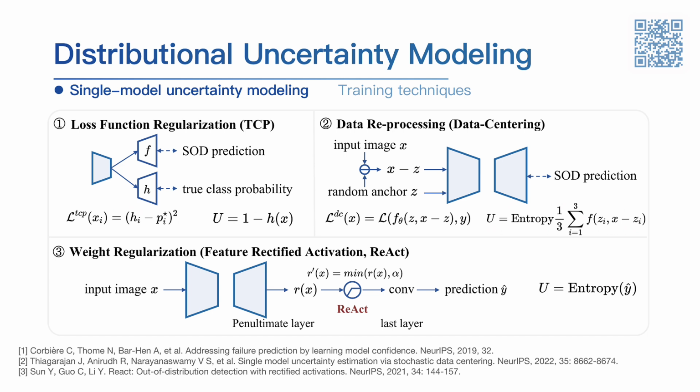The loss function regularization method uses an additional head to learn the true class probability, which directly reflects the confidence of predictions. The data reprocessing method adopts prediction variation as uncertainty by training on a dataset shifted by random image biases. In addition, the weight regularization performs rectified activation on the features of the model through a set threshold, and then feeds it to the later layer to get the prediction, which can sufficiently preserve the activations for in-distribution data and truncates high activation to limit the effect of noise.